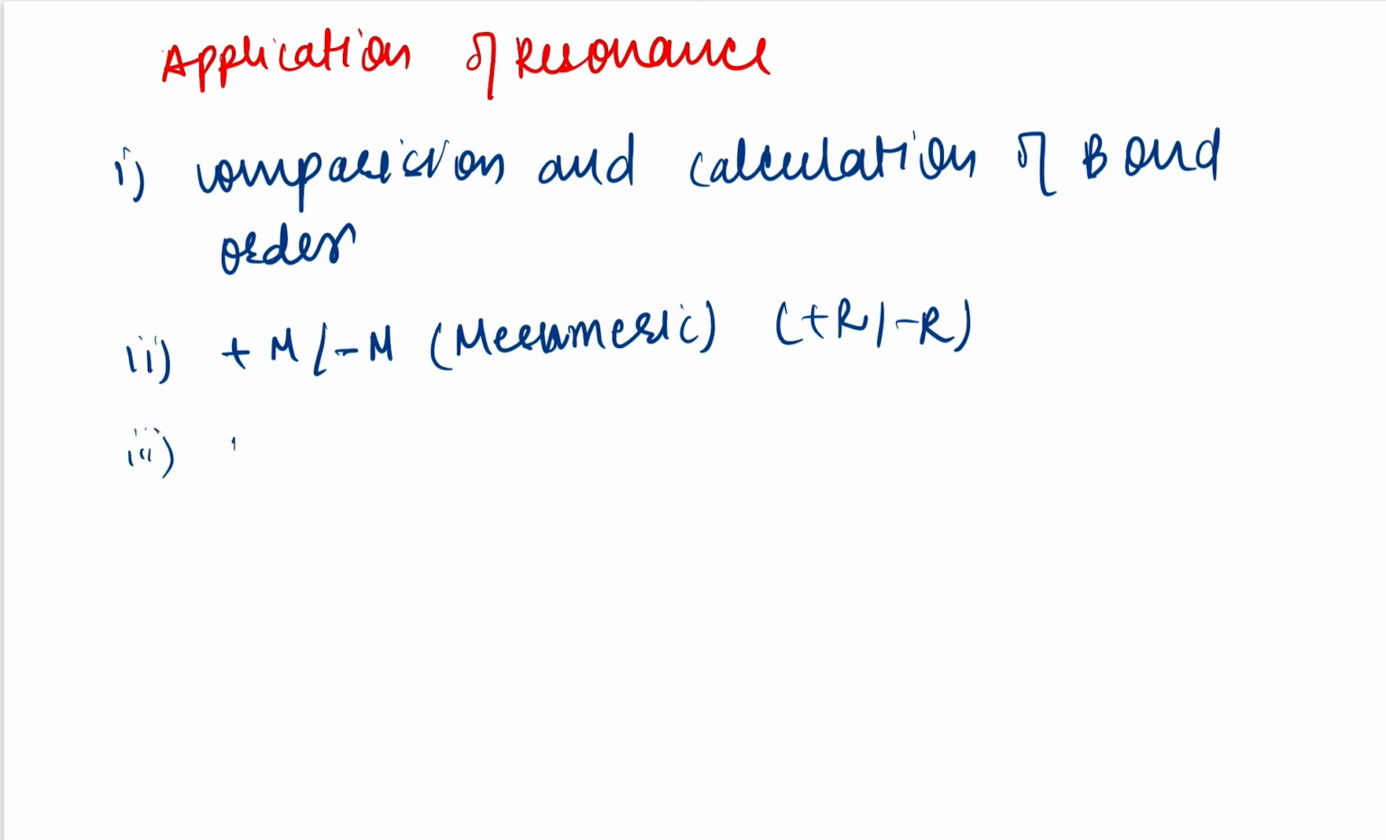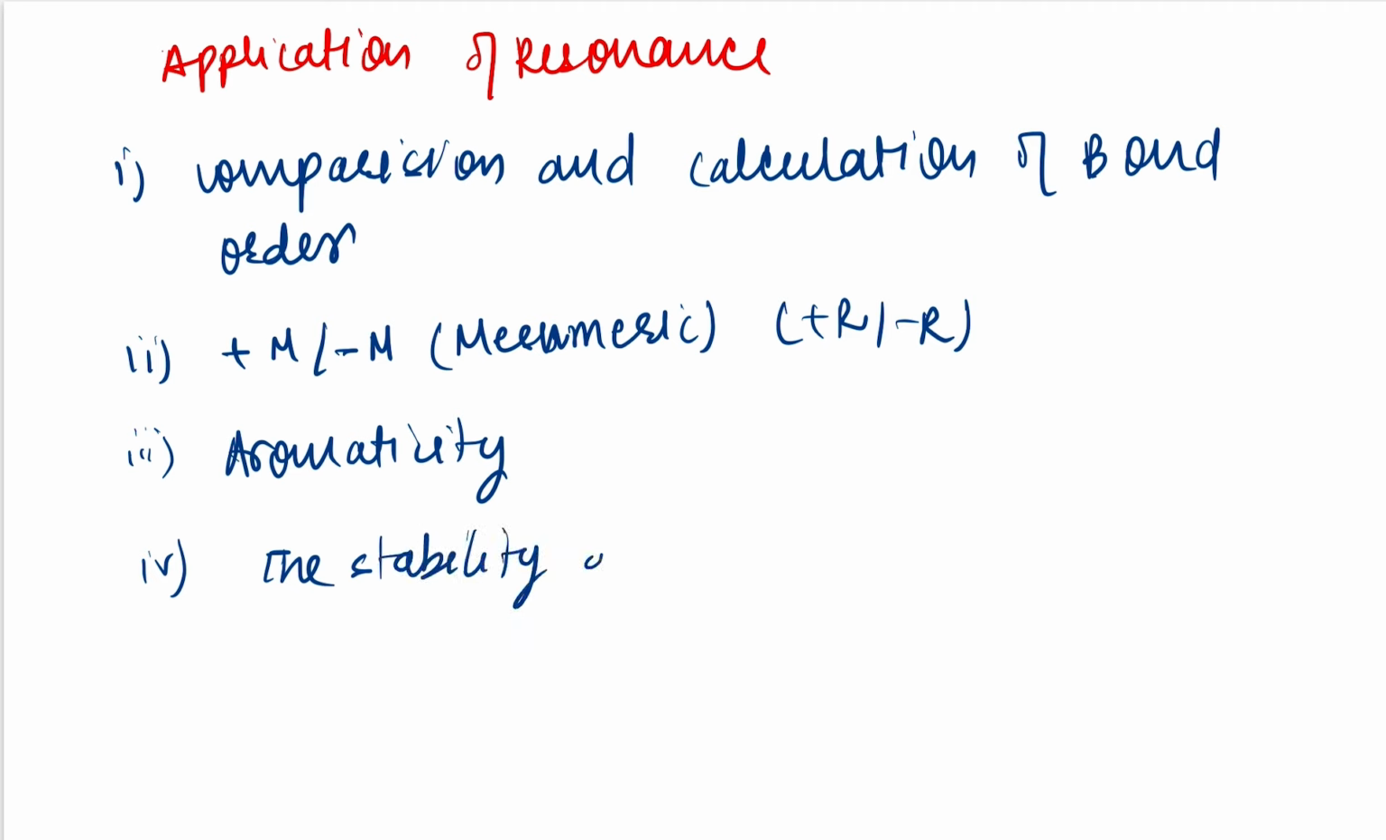Third is aromaticity. And fourth is the stability of intermediates. What are the intermediates? The intermediates are those substances, those species which form during the course of the reaction, and are called the reaction intermediate.